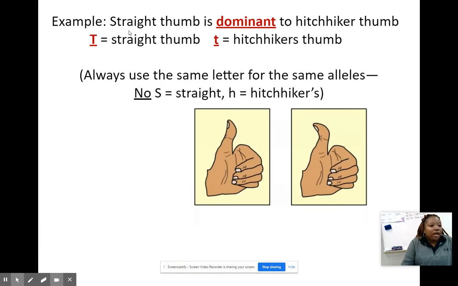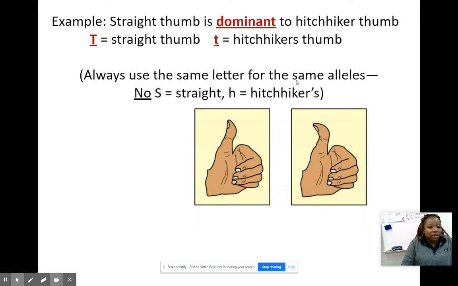Okay, the straight thumb is dominant to the hitchhiker's thumb. So if the straight thumb is dominant, you would write a capital T. That will equal the straight thumb because it's dominant, and then the lowercase t is the hitchhiker's thumb, because it's recessive. Because if one is dominant, then the other has to be recessive.